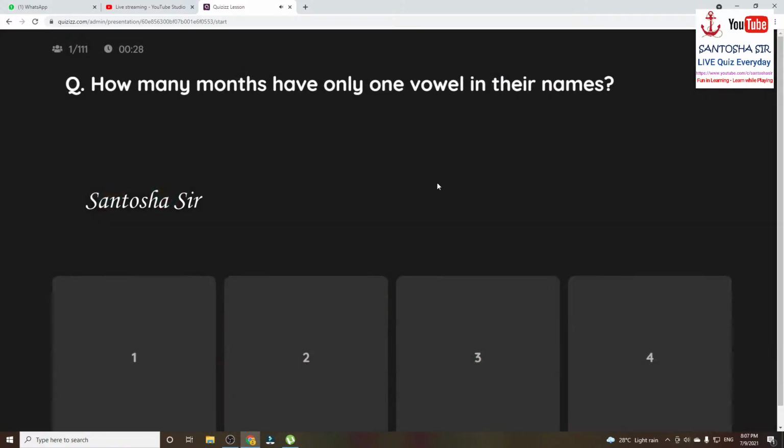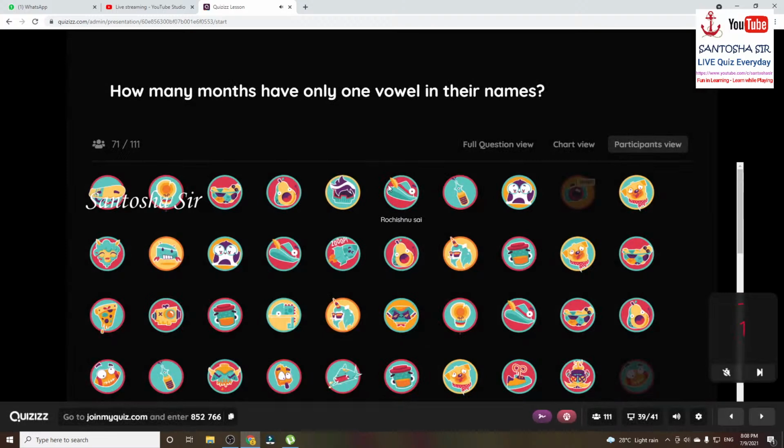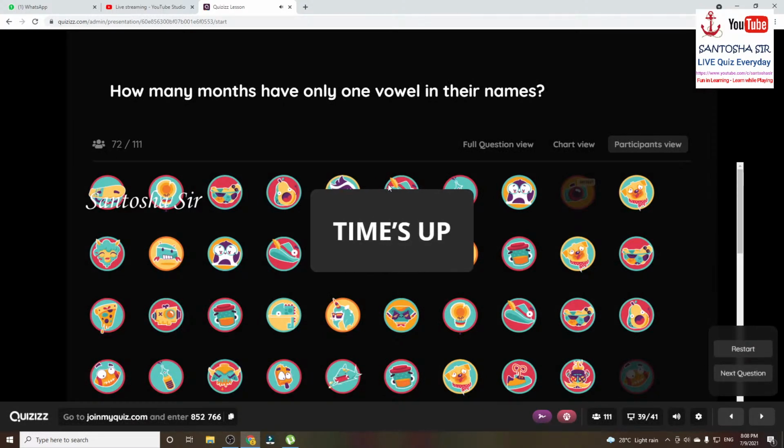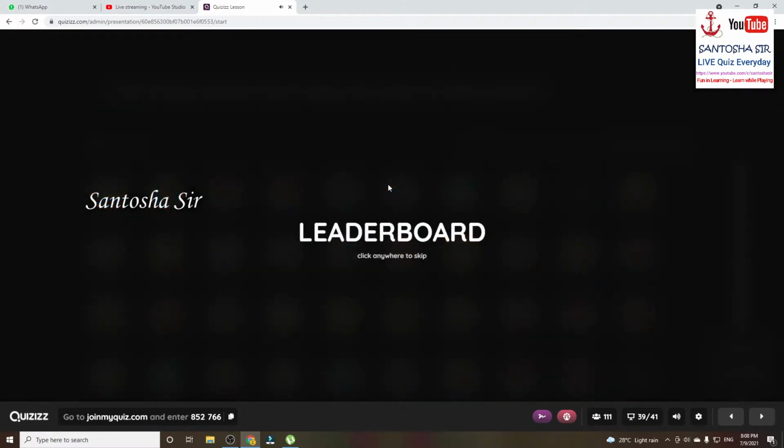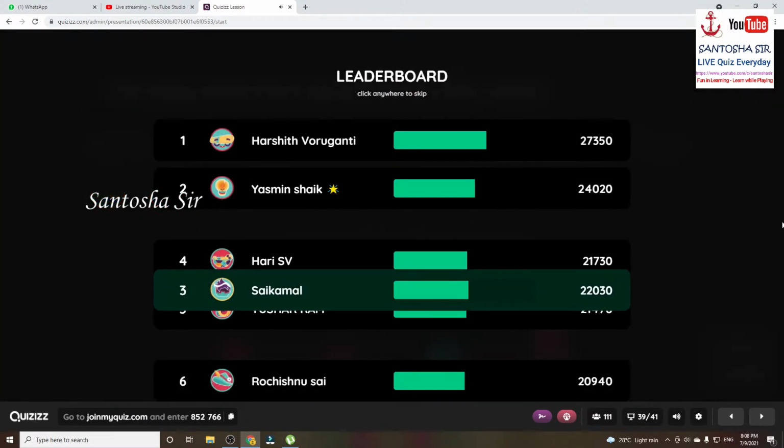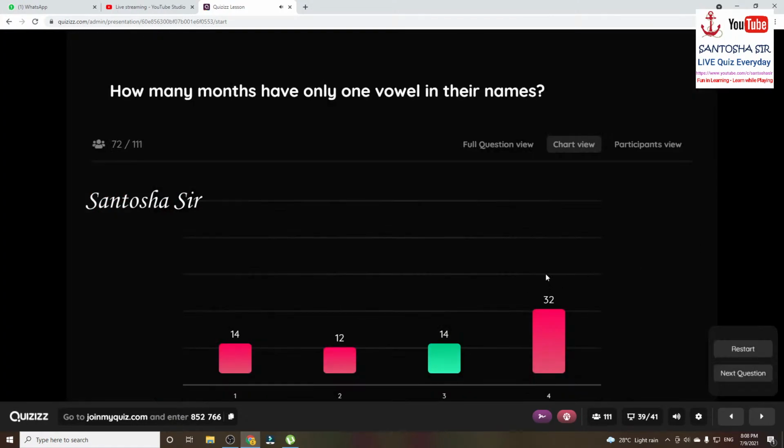How many months have only one vowel in their names? 1, 2, 3, or 4. There ends the time. 72 did it within the time frame of 30 seconds. And third position replaced. 14 members answered it correctly. Moving on to the next one.